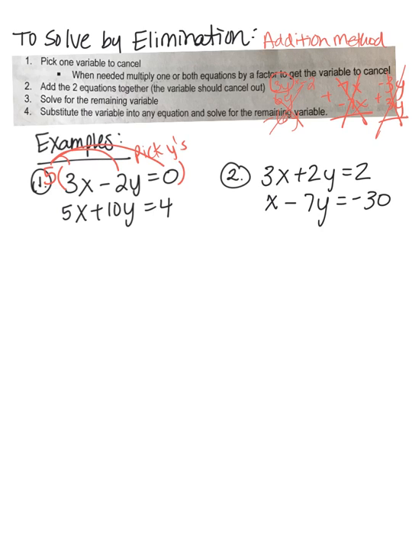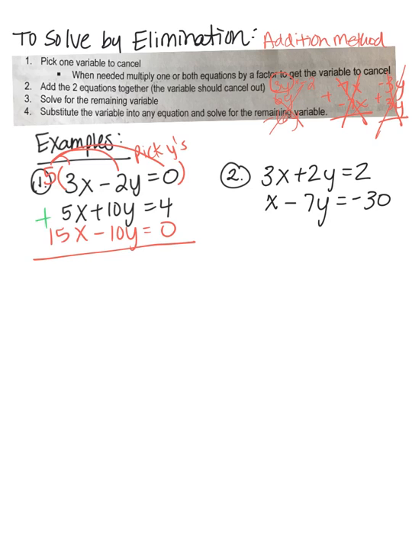So I'm going to get 15x minus 10y equals 0. Because, right, 5 times 3 is 15, 5 times 2 is 10, 5 times 0 is 0. So now I did nothing to the second equation. Okay. Now I can move on to step 2 that says, okay, now I can add these two equations together.